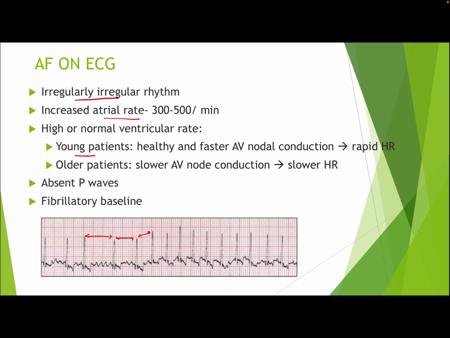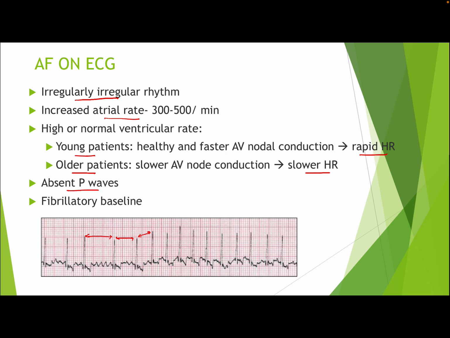For example, young patients have a healthy and a faster AV nodal conduction velocity, and therefore they tend to have a rapid ventricular rate, whereas older patients have slower AV nodal conduction velocity, so they have a slower heart rate because all the impulses from the atrium are not conducted to the ventricles because of the slow AV node velocity.